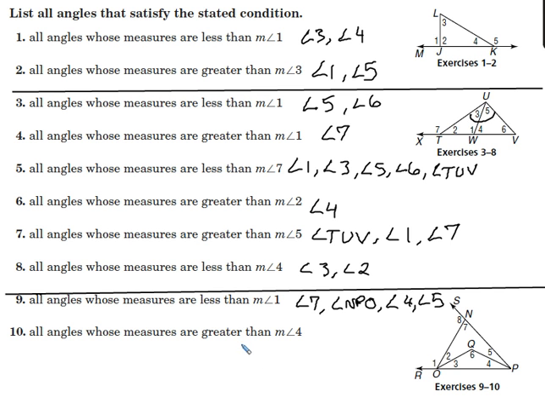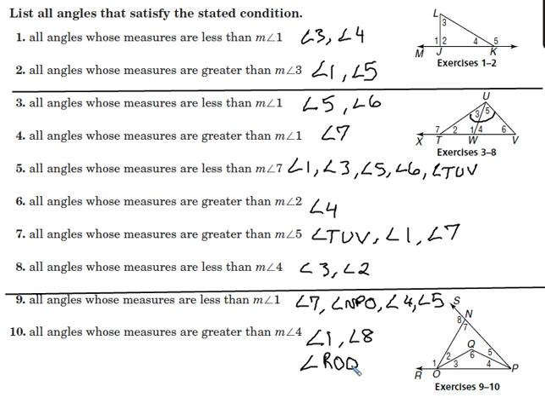The last one, number 10, all angles whose measures are greater than that of 4. 4 being an interior angle. Exterior to that would be, of course, angle 1. We see 1 is exterior to angle 4. Angle 8 is also an exterior angle, and so it would be greater than angle 4 on the opposite side. And then we have angle ROQ, if we think of the smaller triangle.